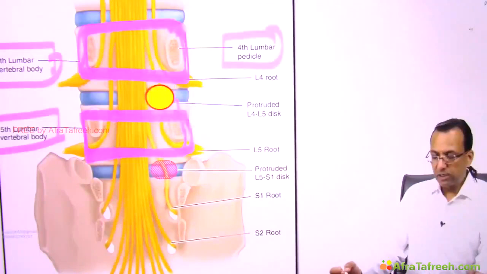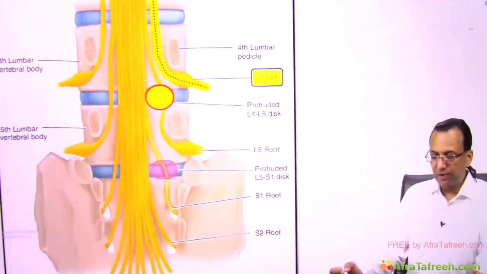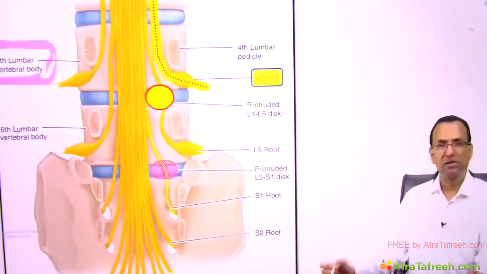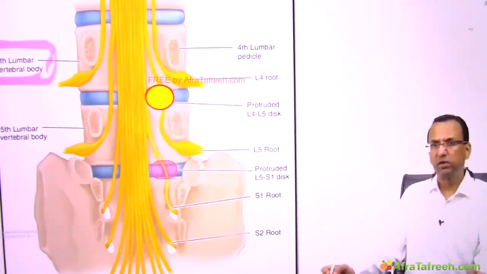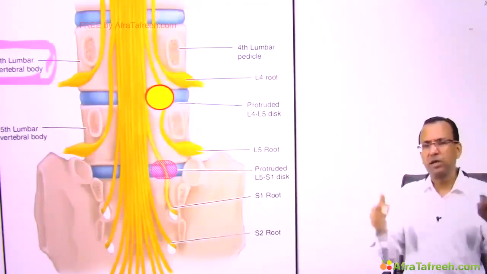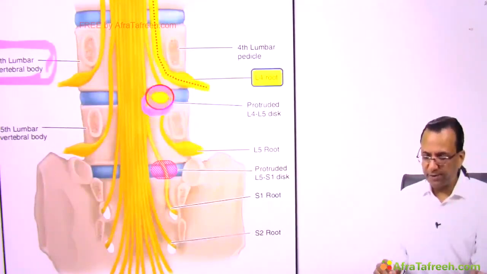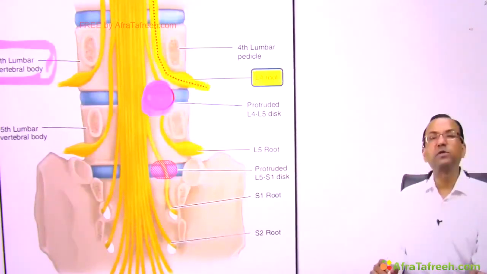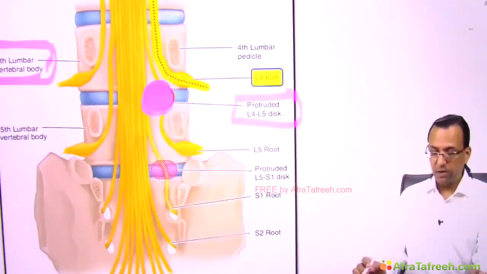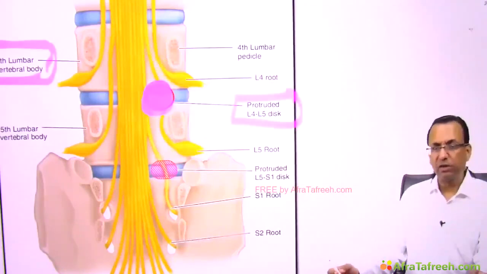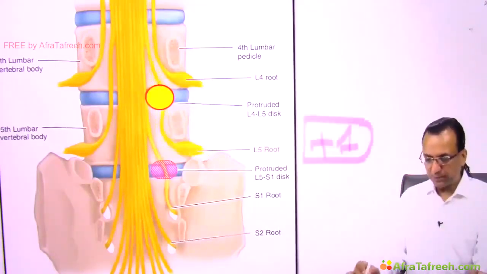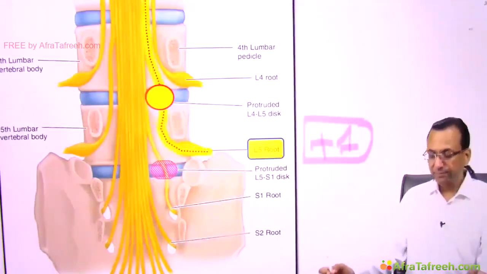Actually, I think this is the L4 root passing under the L4 vertebra. Yes, that is what is happening, but it is not involved. Why is it not involved? The nerve exiting at the same level is not involved, because this is a posterolateral herniation of the nucleus pulposus, which is more commonly seen. So the next nerve is involved, plus 1. Plus 1 means L4 plus 1. L5 nerve is involved? Yes.